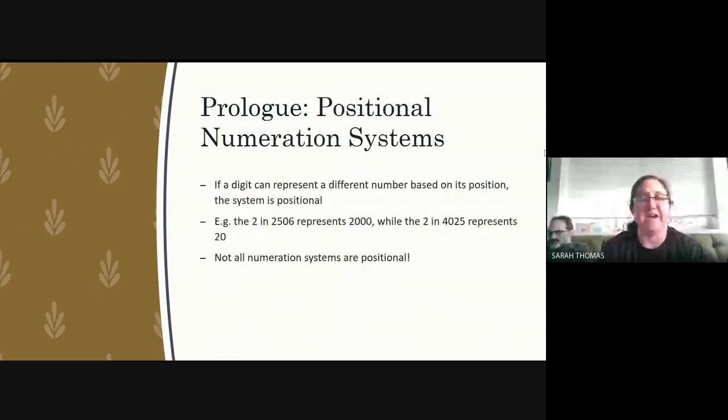The one thing we need to understand about different numeration systems is that some of them are positional and some of them are not. A positional numeration system is a system where the digits can represent different numbers in different positions. Like in 2506, the 2 represents 2000, but in 4025, the 2 is representing 20. So that digit means two different things depending on what position it's in. Not all numeration systems have that characteristic. Ours does, but not all of them do.